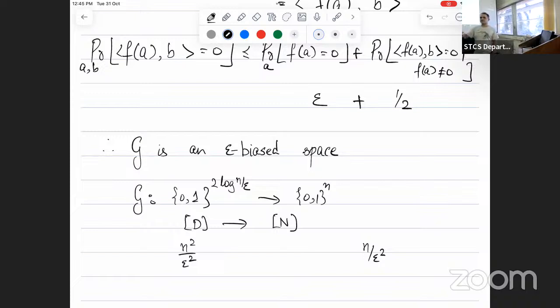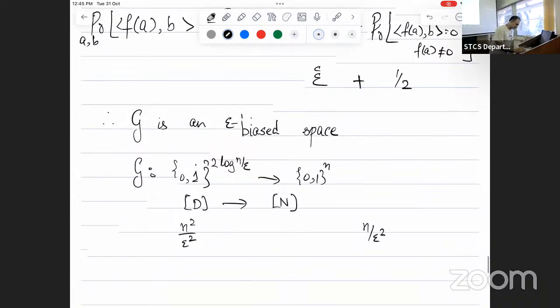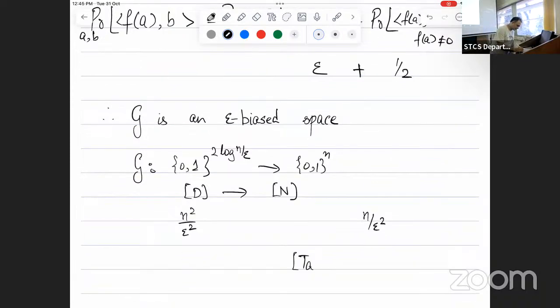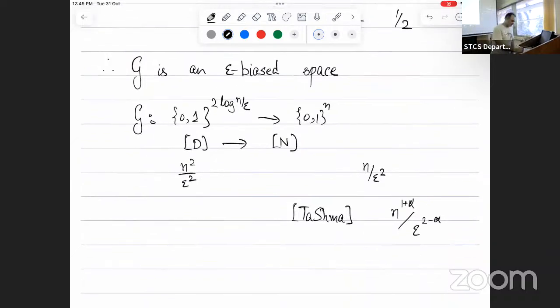Recently, Amnon Ta-Shma managed to get a construction which is very close to this. That is, it really approaches this. There is a construction of Ta-Shma that gets something like n to the power 1 plus alpha divided by epsilon to the power 2 minus alpha, and you can choose your alpha the way you want. The way Ta-Shma constructs this is using expander random walks. Yeah, this was a major breakthrough, and it uses something called the wide replacement product to build this.